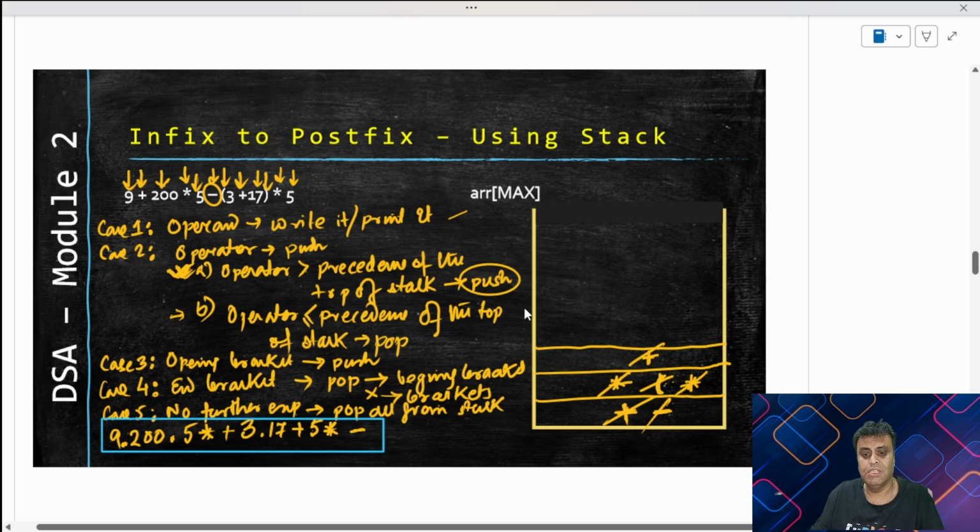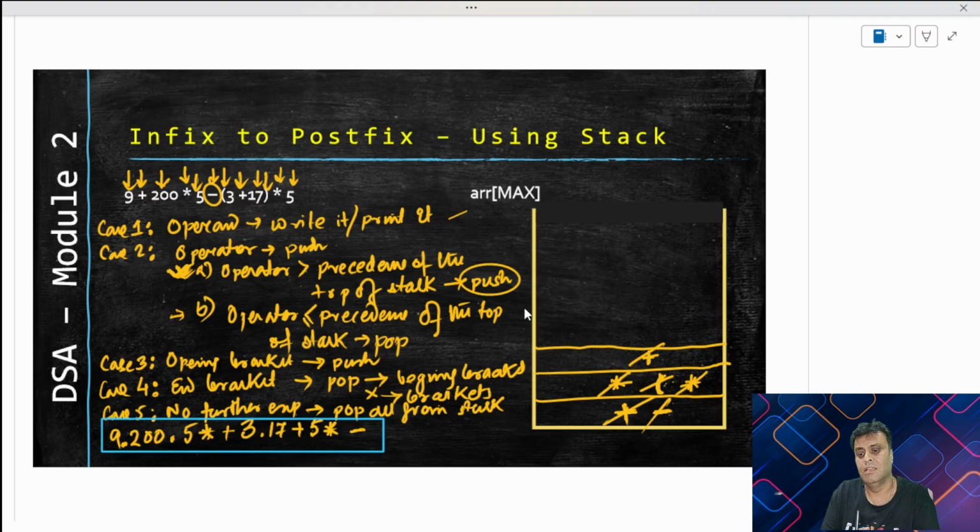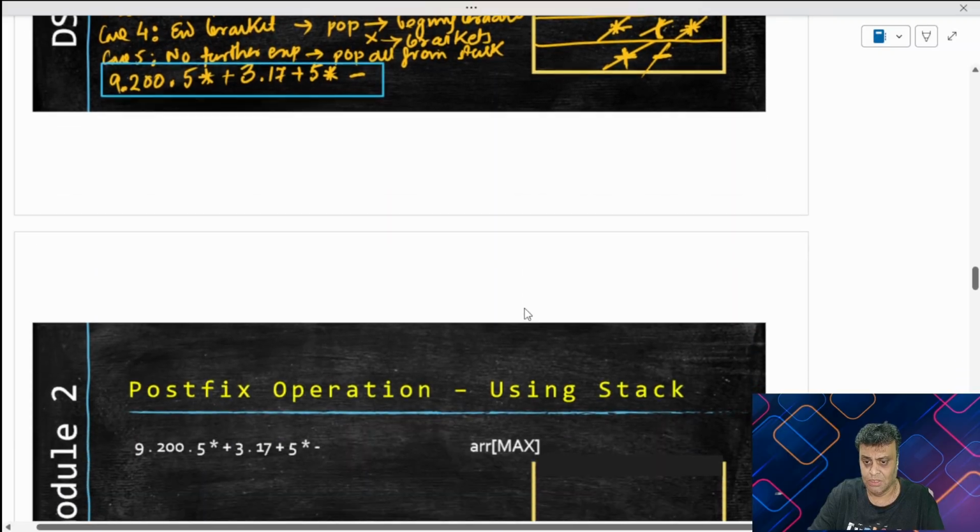On the left, what you see, the cases, this is what the algorithm is. You can write it in a bit more English manner, and that should be enough for you to probably score marks if at all this infix to postfix algorithm is asked, right? So that's on the infix to postfix.